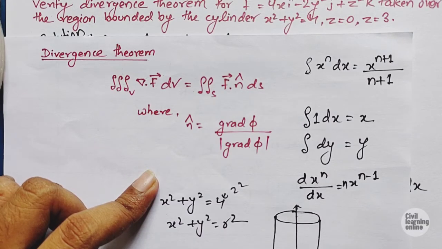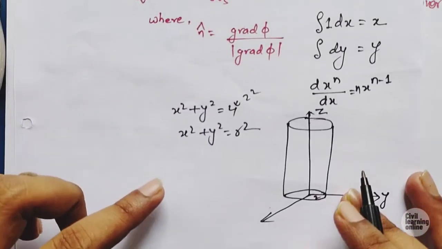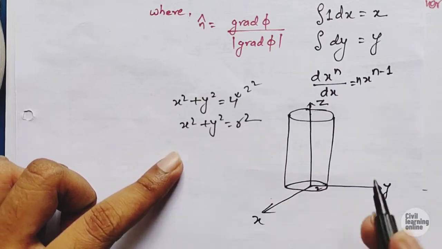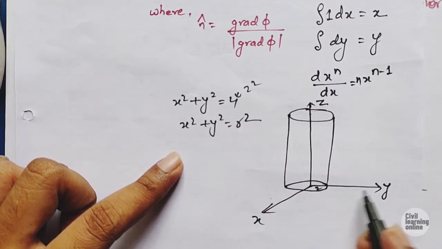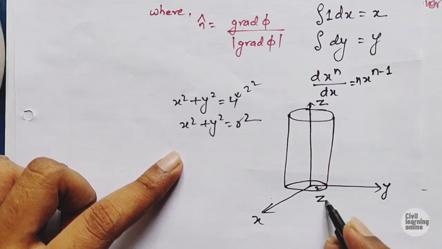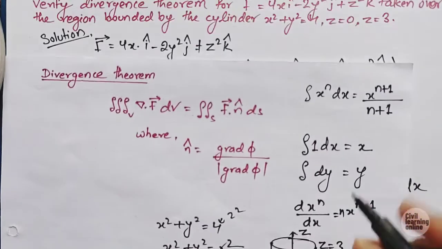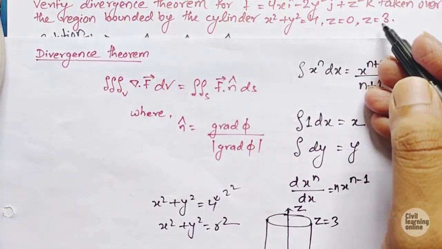And this is our z axis. Similarly, this is our y axis. Sorry, it wasn't visible. And this is x. On the xy plane we will have z equals 0. So here at the base z equals 0, and at the height we have z equals 3, as given in the question: z equals 0 and z equals 3.